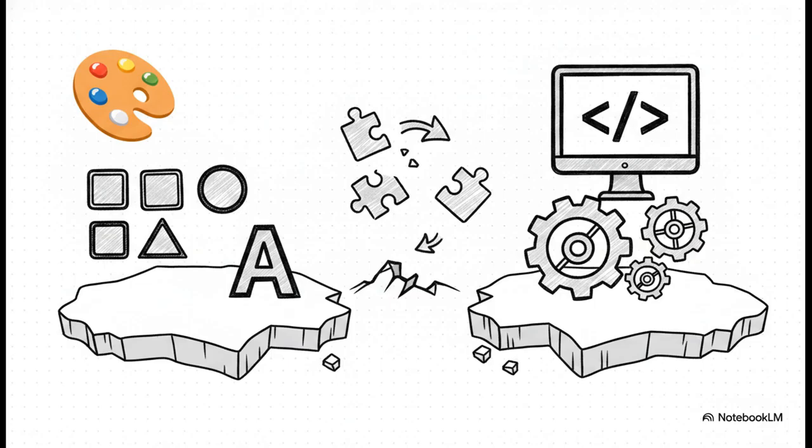But on the flip side, you have the code base. That's the functional logic engine. Developers are operating in a totally different universe of DOM trees, state management, and responsive breakpoints. Historically, translating between these two completely different islands relies on a notoriously painful human handoff process.